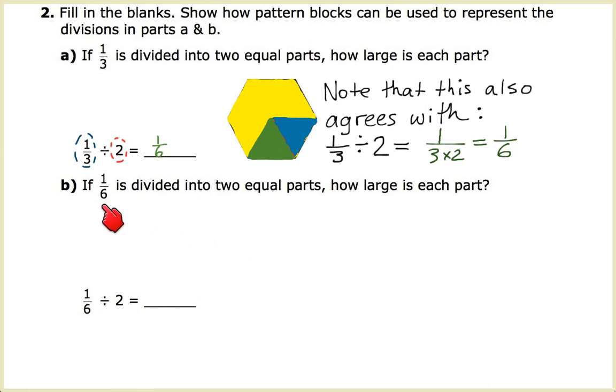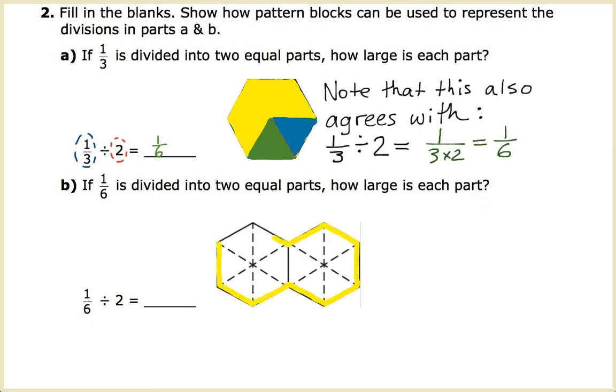So now we have a bit of a tricky question because we'd like to take 1/6, which is the smallest kind of block that we have in pattern blocks, and we want to divide it into 2 equal parts. We'd like to know how large is each part. And we don't want to have to cut up the blocks. So instead what we can do is redefine 1. This time we're going to have a double hexagon representing 1.